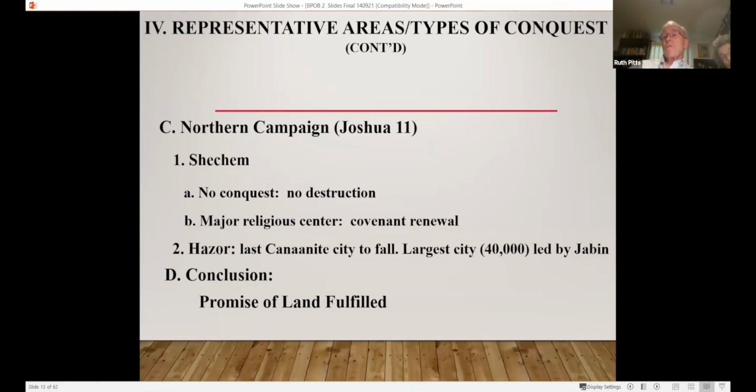Hazor is the last Canaanite city to fall. It was the largest city of the day. Archaeologists reckon it would hold about 40,000 people. And so this sort of completes the conquest according to the book of Joshua. The whole point of this book is that the promise God made to Abraham is now fulfilled. So you will have a land, you will have people, and you will be a blessing to the world. So here in the book of Joshua we have fulfillment of that promise to the first of the patriarchs. All right.